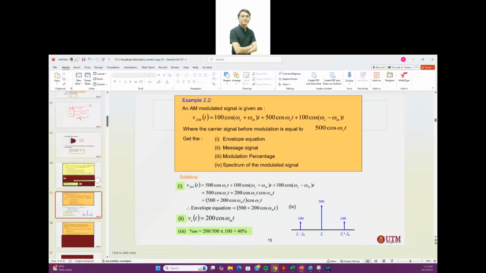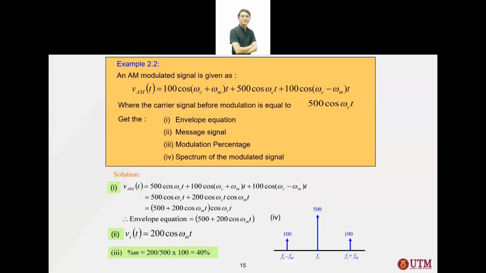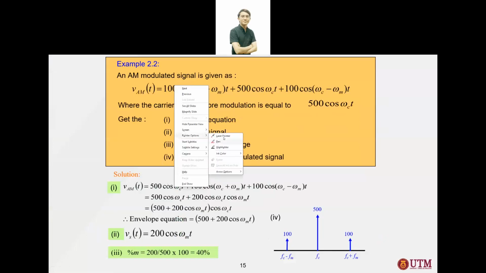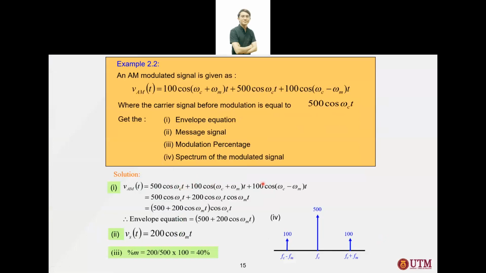I remove this red. So this is the answer where you need to factorize. You need to factorize, just now it was long division. So you just need to factorize whatever is inside here. This one is the envelope equation: EC plus VM cos omega CT.